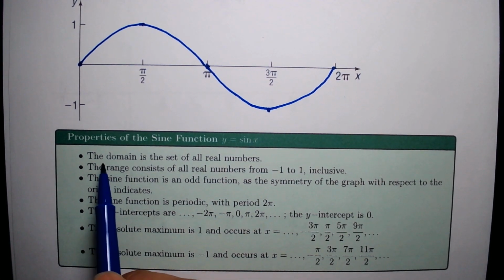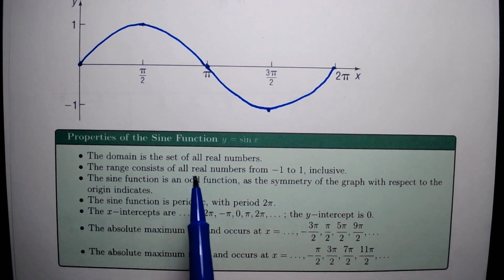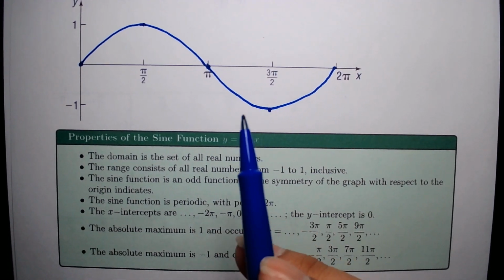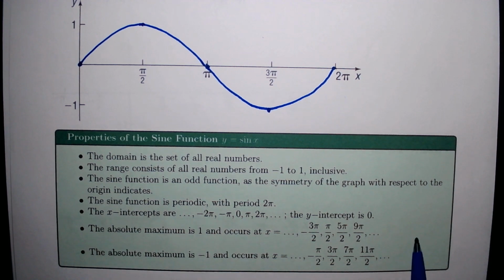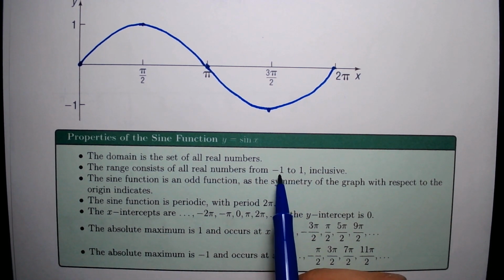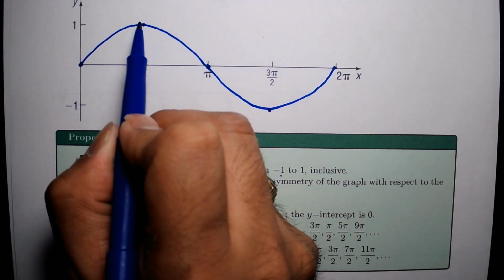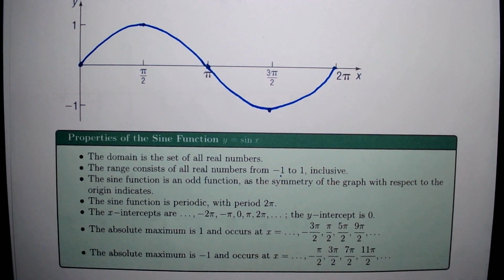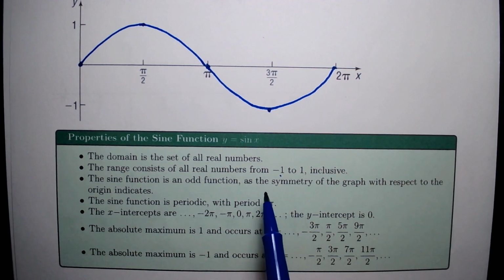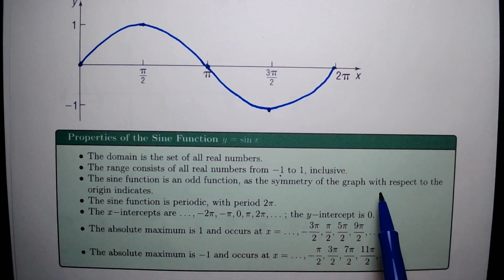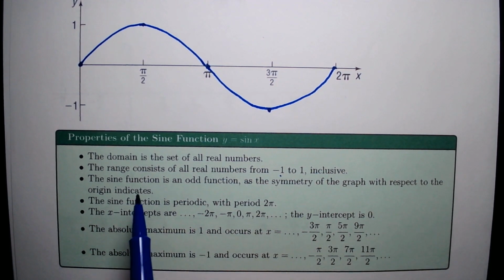So the properties: the domain is the set of all real numbers. We don't have any asymptotes, we don't have any holes, etc. And the range consists of all real numbers between -1 and 1. The lowest point is -1, the highest point is +1. It's an odd function, and that means its graph is symmetric with respect to the origin.